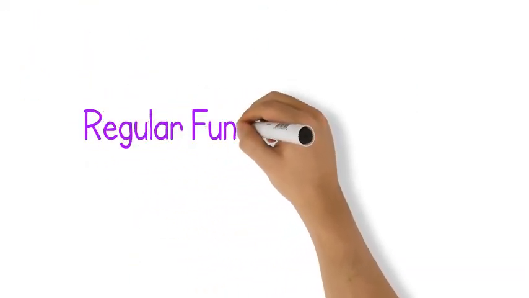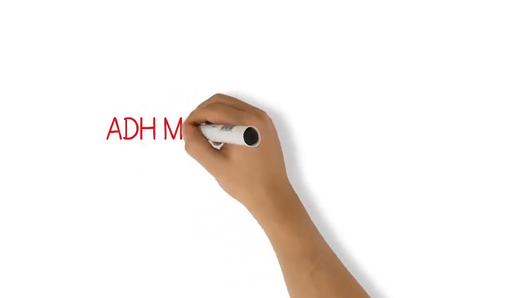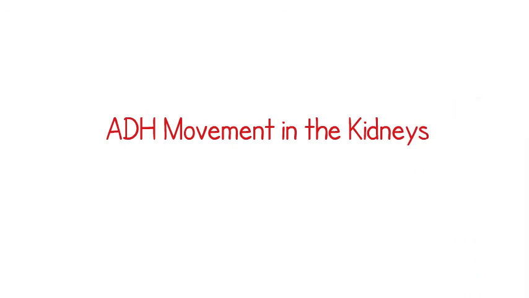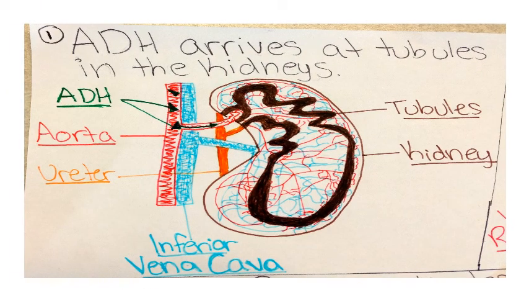The kidneys are responsible for filtration of waste products in the blood for the production of urine. ADH movement through the kidneys. ADH is released from the pituitary gland and goes through the circulatory system. It arrives at the kidneys and travels through the tubules.